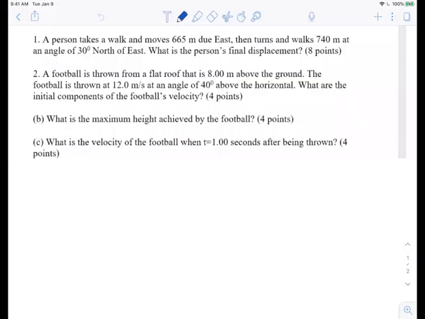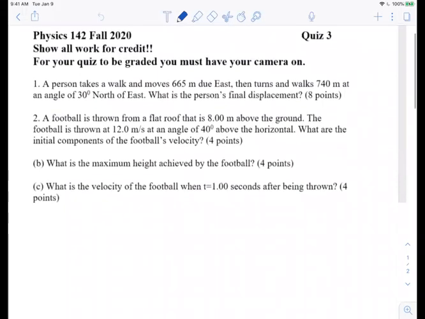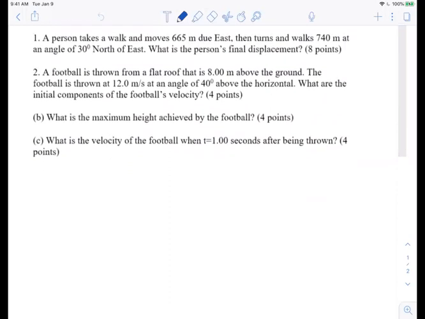Okay, let's do it. This is Physics 142, Fall 2020, Quiz 3. I'm under the impression that everybody's already taken this quiz, which is why I'm helping out by explaining how I would approach this, so that you can take away some tips and improve your own problem-solving skills. Here we go. Let's do the first one.